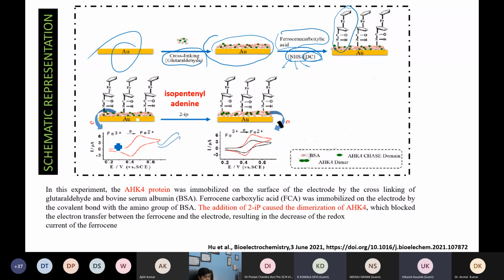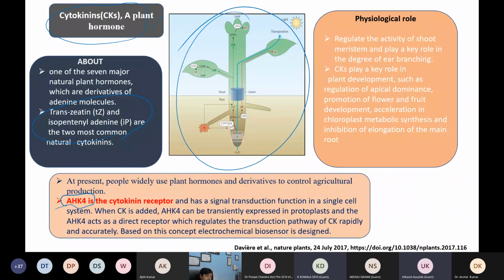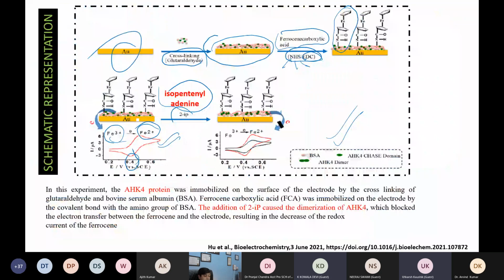This reaction will happen, as I mentioned, at a particular potential. This will oxidize or reduce. Now what is happening? You put this 2-iP, isopentenyladenine, sorry, and then there will be a reaction. So this reaction can be monitored. So that is the basic fabrication strategy of this kind of sensor, which has been utilized for cytokinin plant hormone detection system.